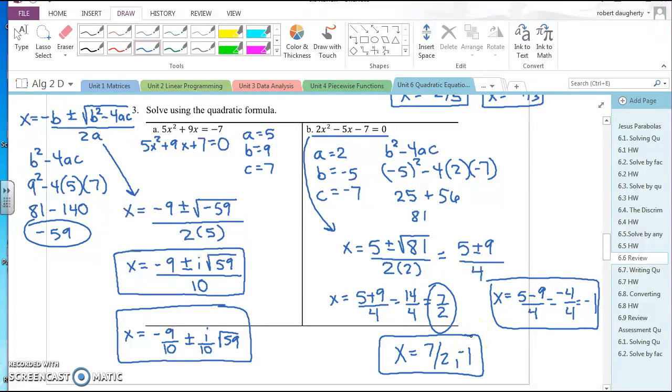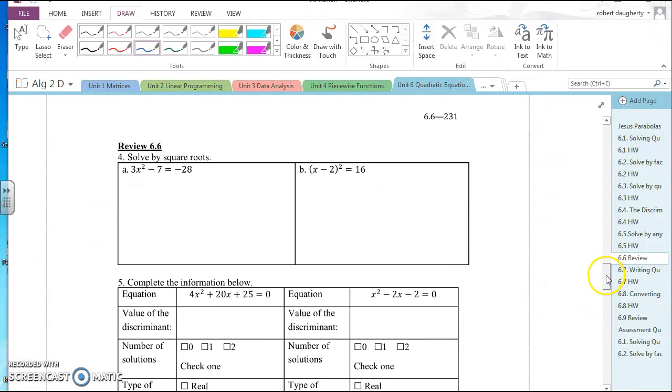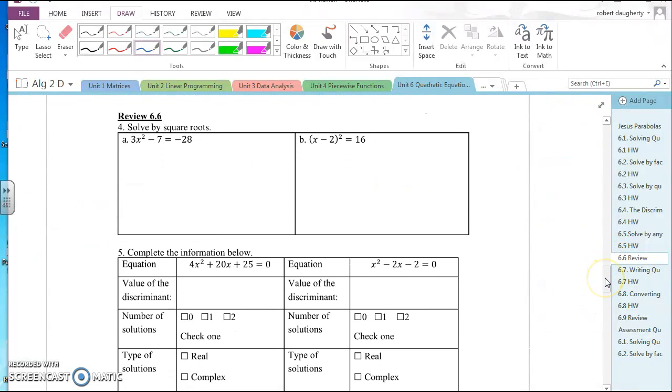And if you wanted to check this, you could plug those numbers in. If I plugged in a negative 1, I would get 2 plus 5, that's 7. 7 minus 7 is 0. I'm not going to plug in 7 halves. You could do that and it should be the right answer. So I'll pause here and come back and do the next page.